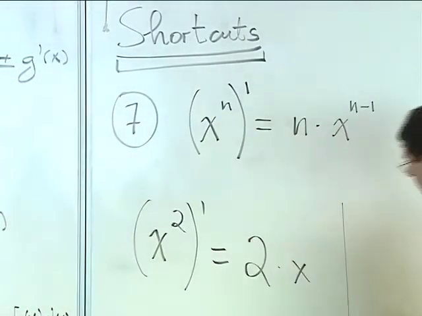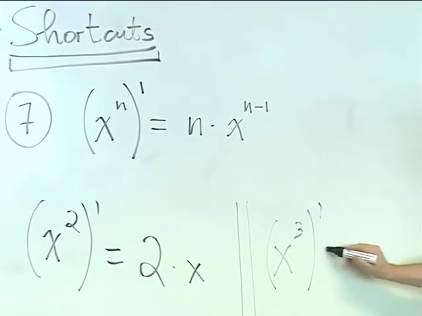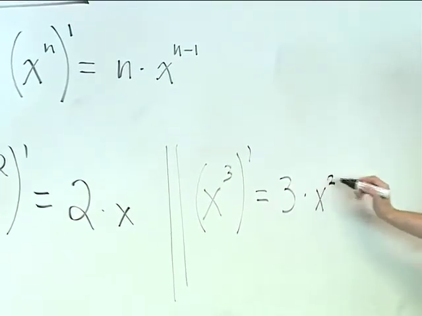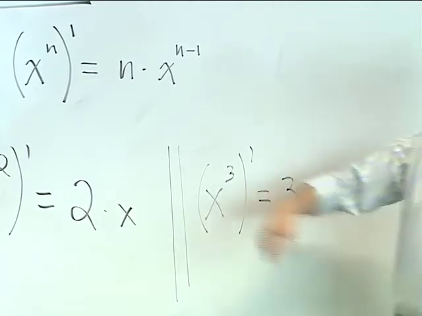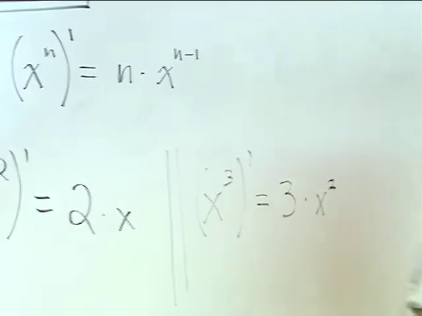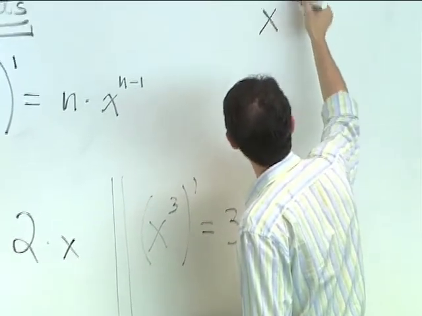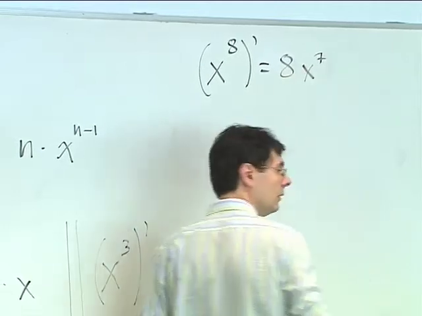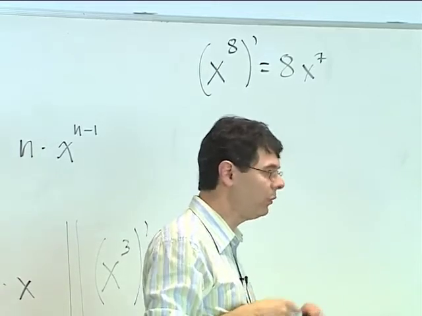If you want to figure out the derivative of x to the power 3, it is going to be 3 times x squared. The exponent comes out multiplying, and you subtract 1 from it. If you want to take the derivative of x to the power 8, that's 8x to the power 7. Very convenient rule. And there is a beauty to its simplicity.